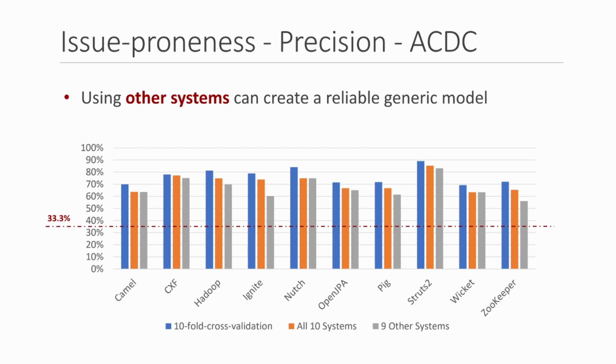Look at the 9 other systems result. As you can see, it's less than the other 2. It's still very good, and most of the time it's 1.5 times better than the baseline. We can conclude that if we don't have a long history, using 9 other systems could be a good starting point to build the model.